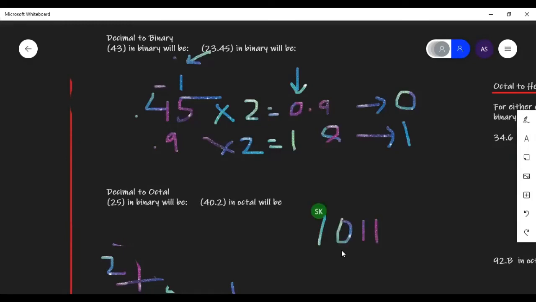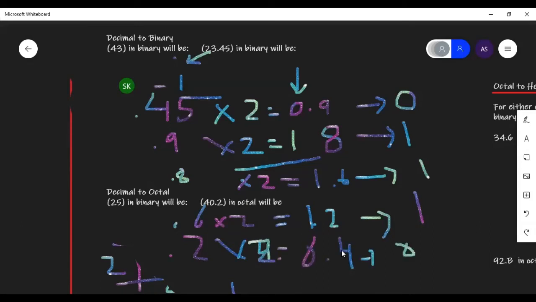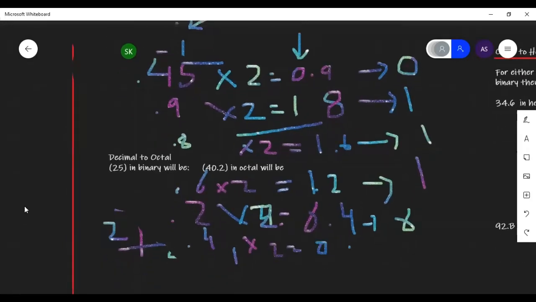Then we take this 0.8 here. We have 0.8 times 2 equal to 1.6. Add another 1. We get 0.6 times 2 equal to 1.2. Another 1. We get 0.2 times 2 equal to 0.4. We add 0. After that, we get 0.4 times 2 equal to 0.8, which gives 0. Yeah, so it's going to keep repeating itself.